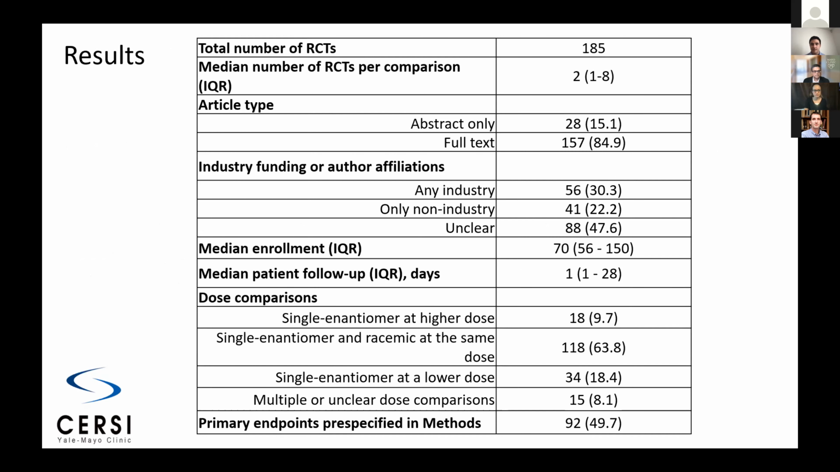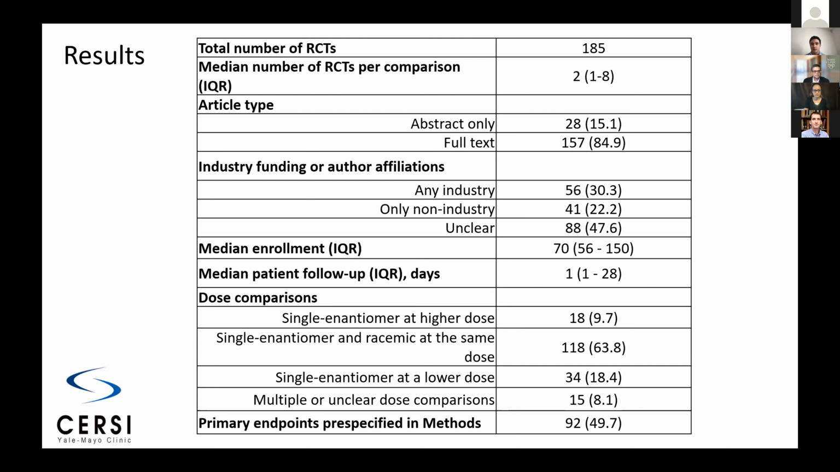So on this slide, you can see the summary statistics for the trials we identified. For the 15 drug pairs, there is a median of 2 RCTs conducted for each. And 30% of the trials reported an author affiliation or funding from pharmaceutical companies, while around 50% did not report their funding sources clearly. We just read within the text what was reported. We didn't do searches outside of what was reported in the text of the trials. Another thing to note is that in more than 2/3 of the trials, the single enantiomer drug was given at either a higher dose or the same dose as the racemic drug.